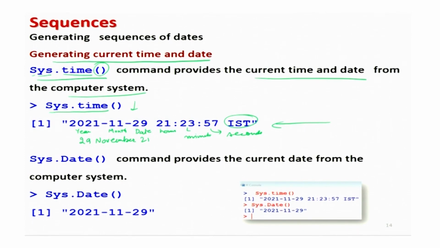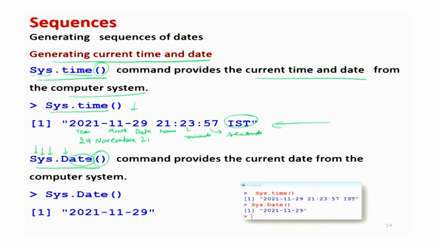So similarly, if you want to have only the date, then the command here is Sys.Date, but you have to be careful when you write this command. Say capital S, lowercase y, lowercase s, and then a dot, and then capital D, uppercase, then lowercase a-t-e, and then you have to write the parenthesis.